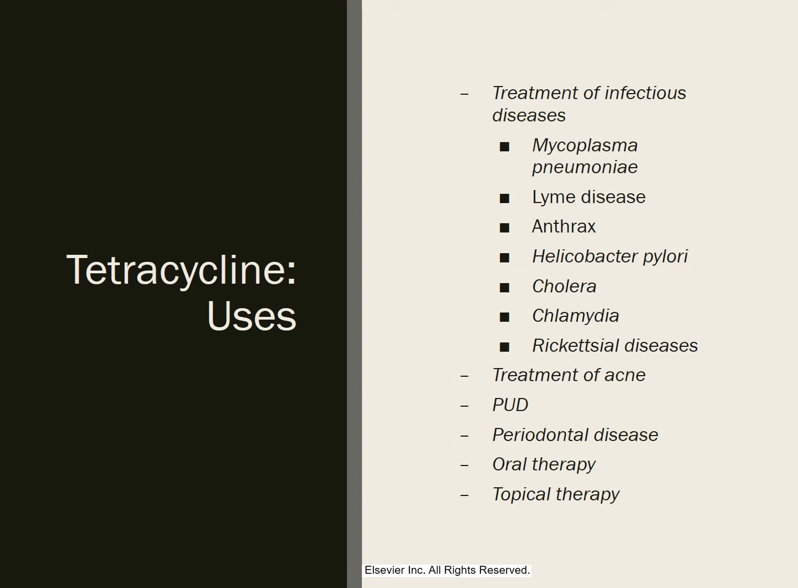Tetracycline is used in various infectious diseases, including mycoplasma pneumonia, Lyme disease, anthrax, H. pylori, cholera, chlamydia, rickettsial diseases, treatment of acne, PUD, periodontal disease, oral therapy, and topical therapies. Now, extensive use of tetracycline has resulted in increasing bacterial resistance. And because of resistance and because of antibiotics with greater selectivity and less toxicity, the use of tetracyclines has actually declined. Today, tetracyclines are rarely used as first-line drugs, but the ones that are used as first-line drugs are listed again on this slide.